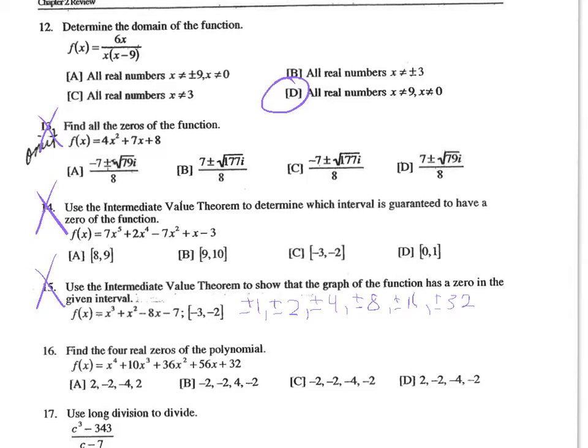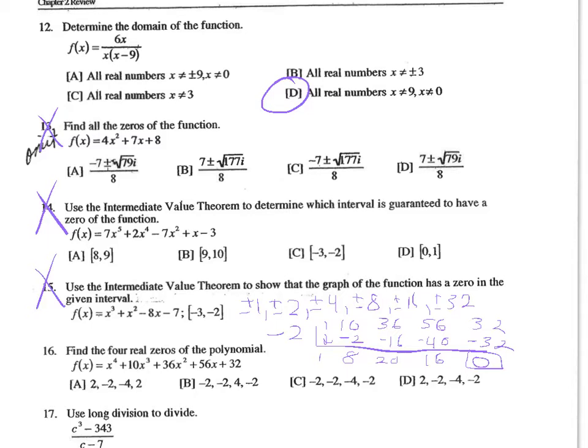So since negative 2 is in every single one of these answers, we're definitely going to try negative 2 because hopefully that should work. So I have a 1, a 10, a 36, a 56, and a 32. So if I drop down the 1, I'll get a 1, negative 2, 8, negative 16, 20, negative 40, 16, and then a negative 32. So I have negative 2 is definitely a 0.